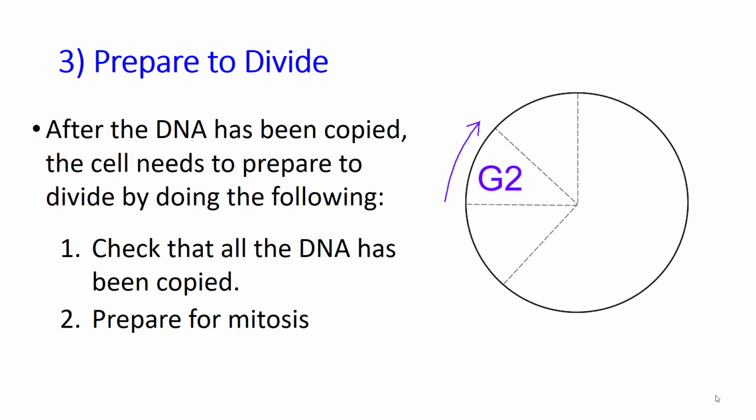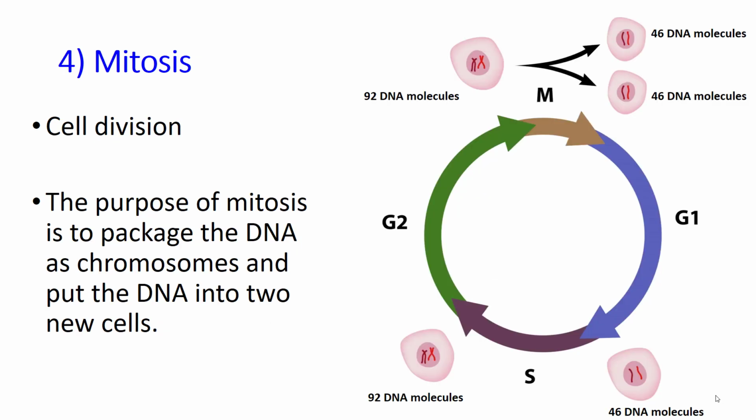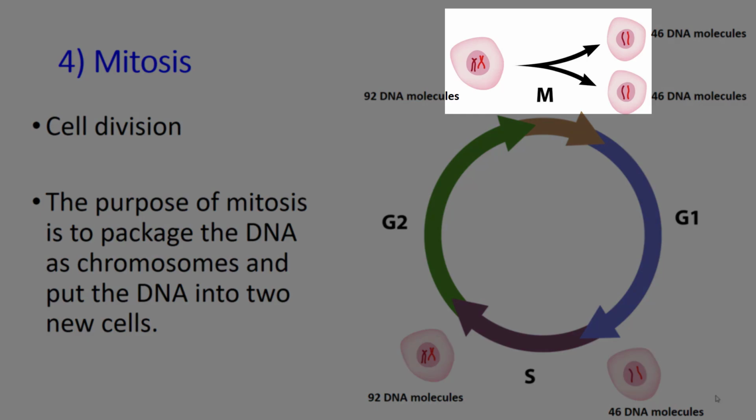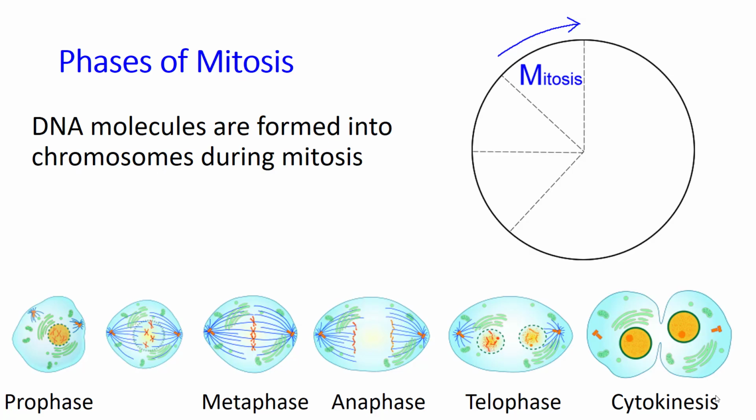G2 phase is just basically preparing for mitosis, preparing to divide the cell. And then mitosis is splitting the cell in half to create two identical cells. There are four main phases to mitosis: prophase, metaphase, anaphase, and telophase. The actual splitting of the cells is called cytokinesis.